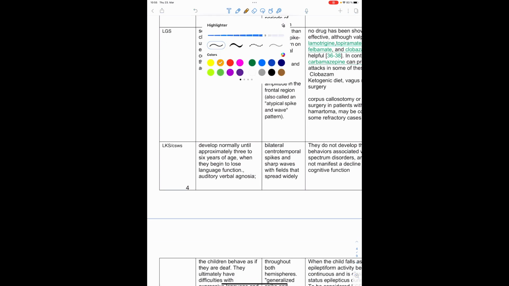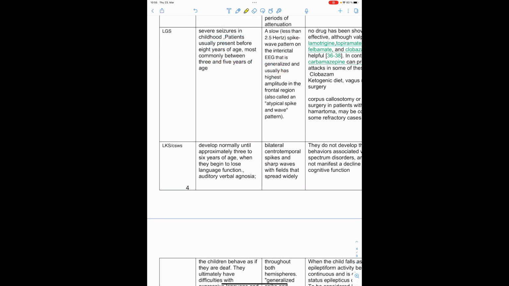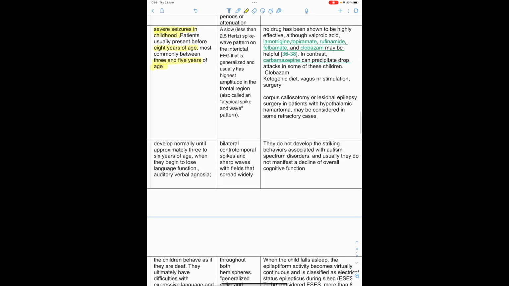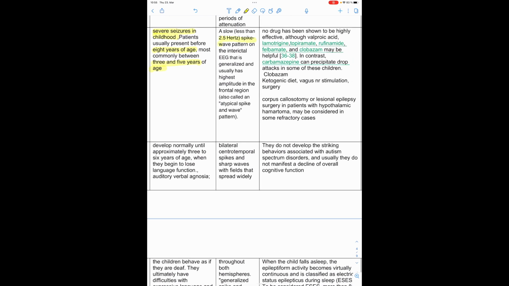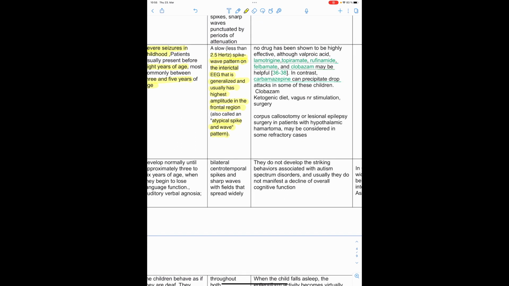Next is LGS, Lennox-Gastaut syndrome. Severe seizures in childhood. Patient usually present before 8 years of age, and most commonly between 3 and 5 years of age. A slow, less than 2.5 Hz spike and wave pattern on the interictal EEG that is generalized and usually has highest amplitude in the frontal region, also called atypical spike and wave pattern. So a slow, less than 2.5 Hz spike and wave pattern on the interictal EEG that is generalized, and it has highest amplitude in frontal region.